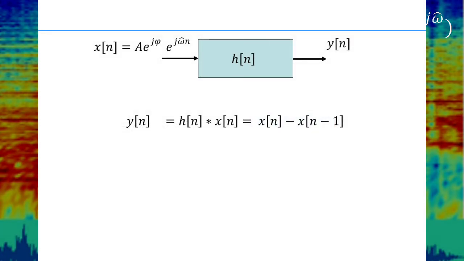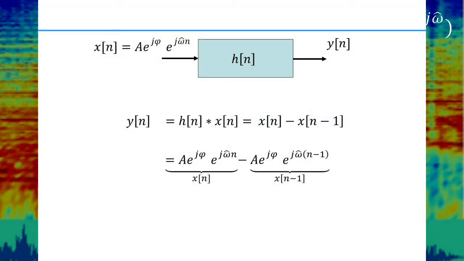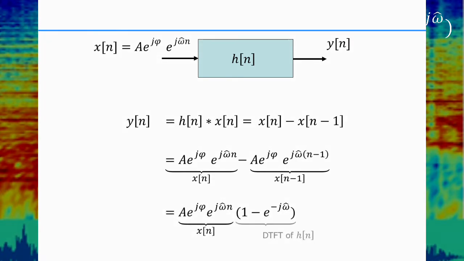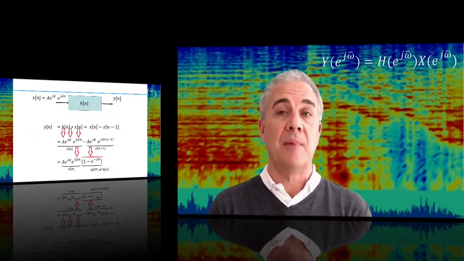This short derivation shows that the output signal is equal to the input signal multiplied by a term that we readily recognize as the DTFT of the impulse response h of n. The interpretation of this result is important. It says that if we have an input signal x of n of a certain frequency, amplitude and phase, then the output signal y of n will have the same frequency but a modified amplitude and phase. And the amount of change in the amplitude and phase depends on the frequency of the complex exponential.